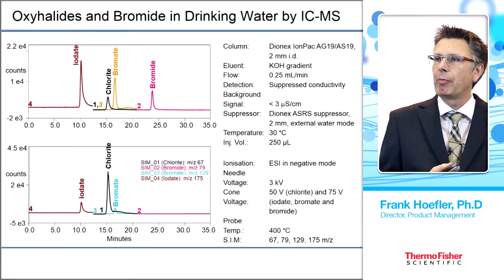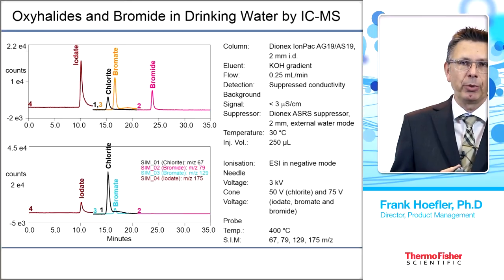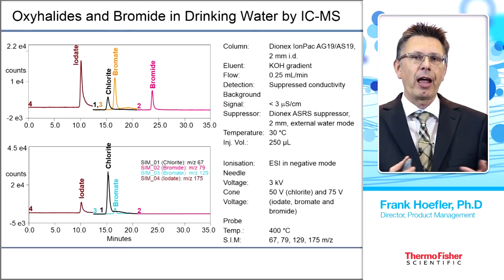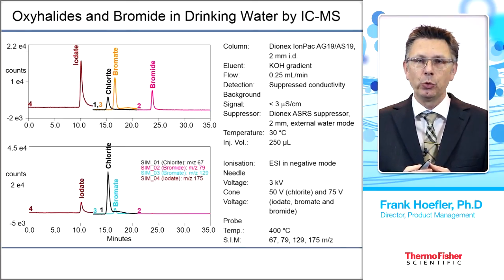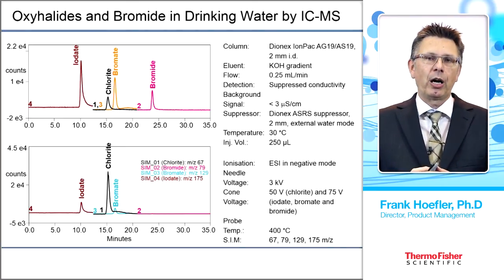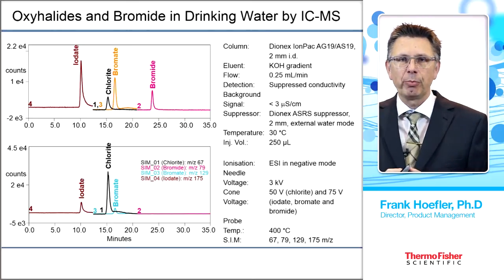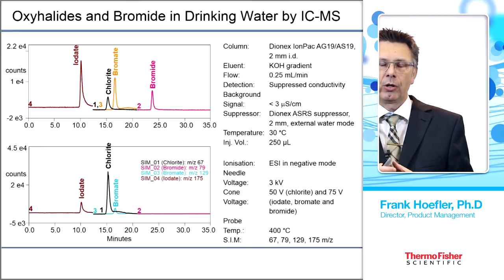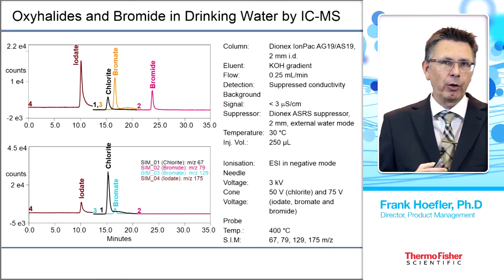Let's move on to some other examples, real-world examples. Oxyhalides and bromide in drinking water is another area where IC-MS is used. Those compounds are disinfection byproducts, typically being generated by the ozonization of drinking water.